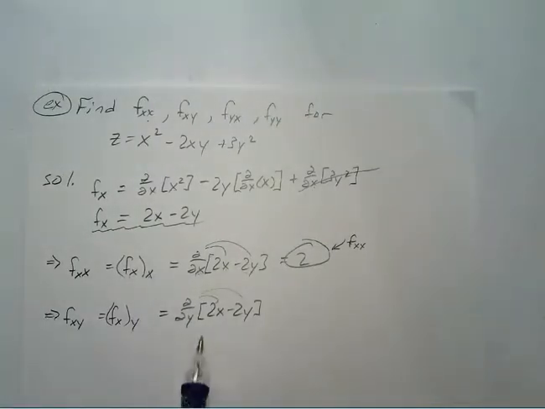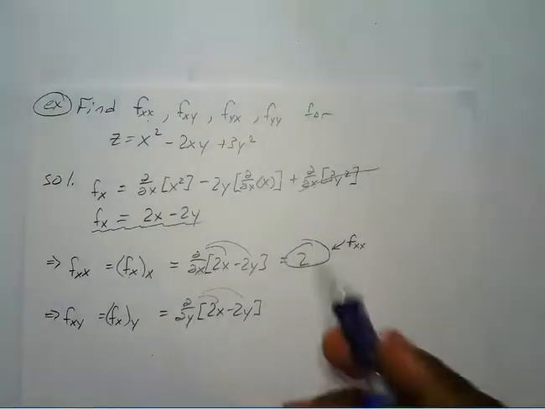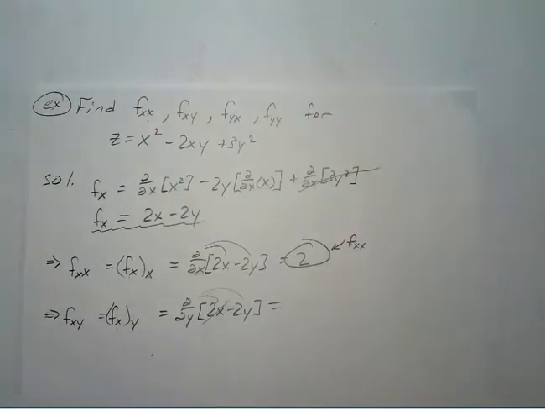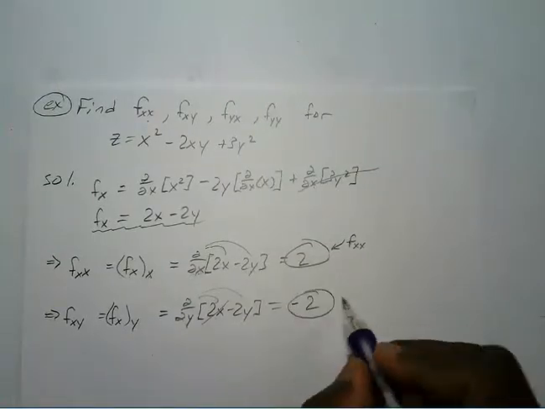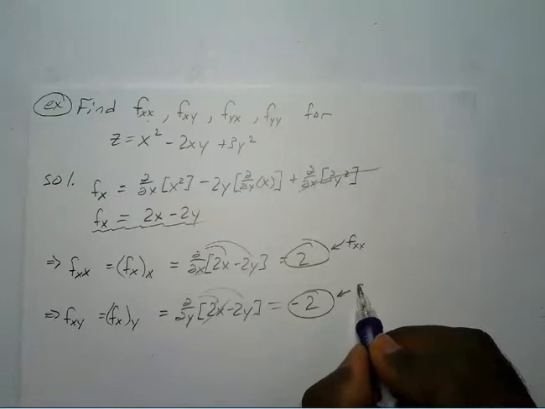Alright, so we find the derivative of 2x with respect to y. Because it's with respect to y, remember that's considered a constant. So the derivative of a constant is just 0. So you can draw a line through that one if you want to. The derivative of negative 2y with respect to y is just negative 2.